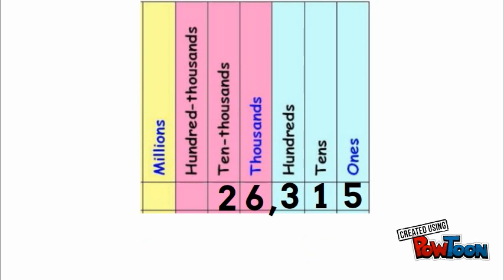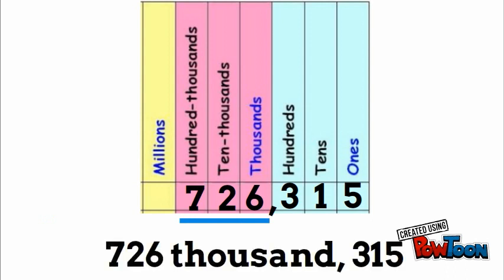Alright, let's add one more digit to see how we would say this. Now again, you always look at what's before the comma, so I see we have 726,315.